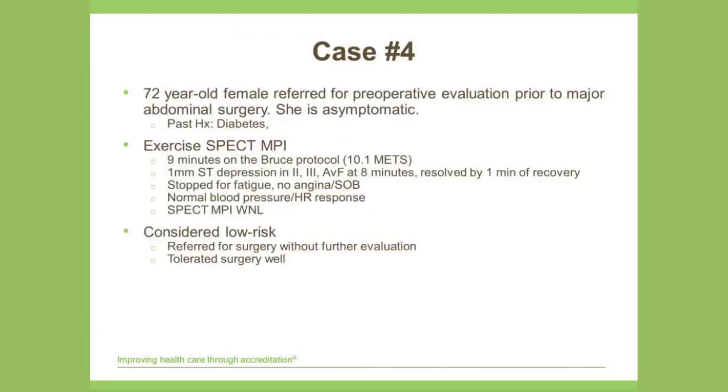All right, so case number 4, a 72-year-old female referred for pre-op evaluation prior to major abdominal surgery. She is asymptomatic, but due to the significance of her surgery, they decided to do a stress test, and she does have a past history of diabetes. She did an exercise SPECT-MPI study, and she went 9 minutes on the Bruce protocol, 10.1 METs.